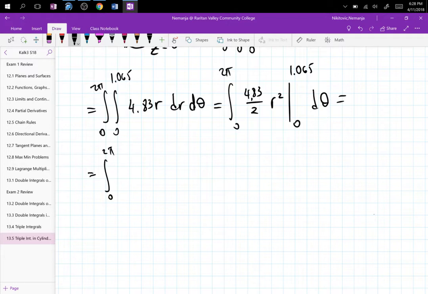R squared, so 1.065 squared times 4.83 divided by 2 is giving me 2.739 d theta. So all I need to do is to multiply this by 2 pi, and the final answer is 17.21 inches cubed. Now you can go and do your unit conversion.